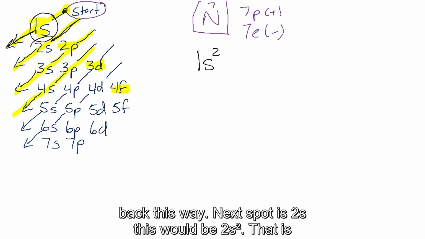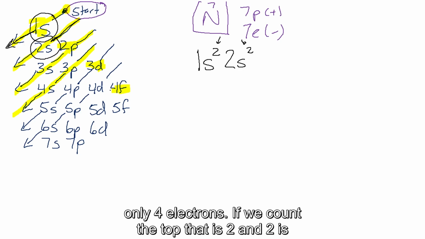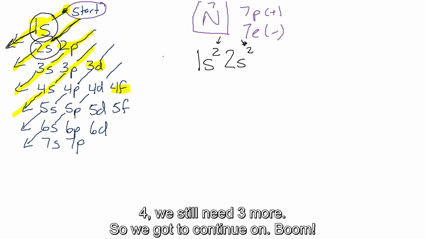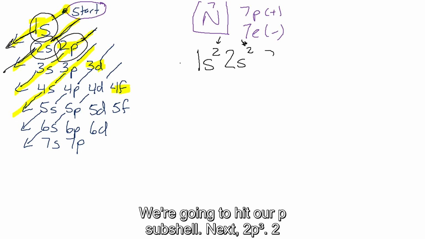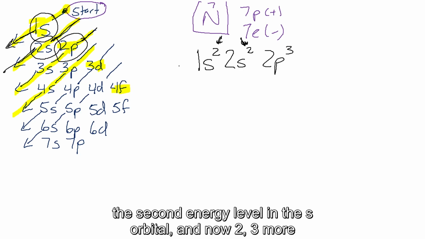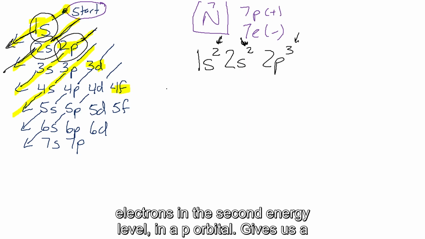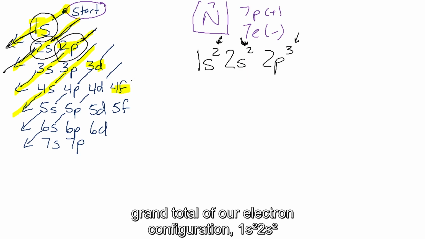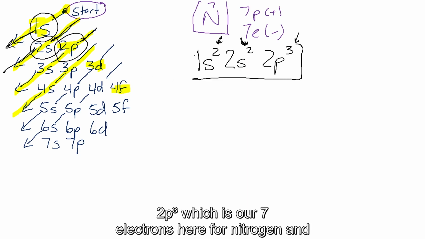So we'll come back this way. Next spot is 2s. This would be 2s2. That is only 4 electrons if we count the top. That is 2 and 2 is 4. We still need 3 more, so we got to continue on. Boom, we're going to hit our p subshell next. 2p3. 2 electrons on the first energy level, 2 electrons on the second energy level in the s orbital, and now 3 more electrons in the second energy level in a p orbital. Gives us a grand total electron configuration of 1s2, 2s2, 2p3, which is our 7 electrons here for nitrogen.